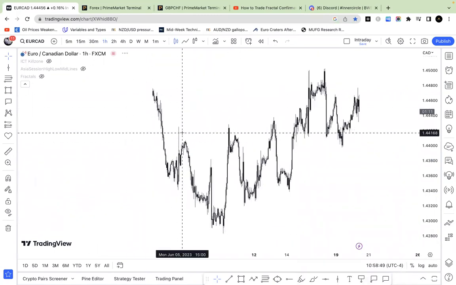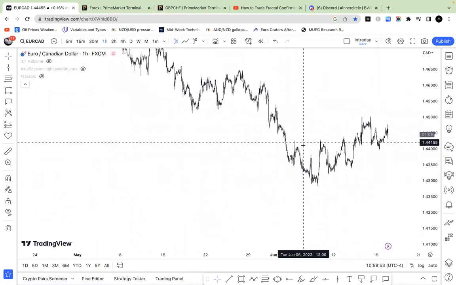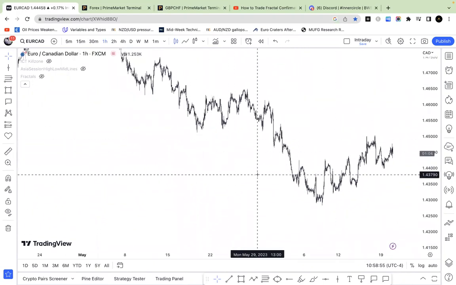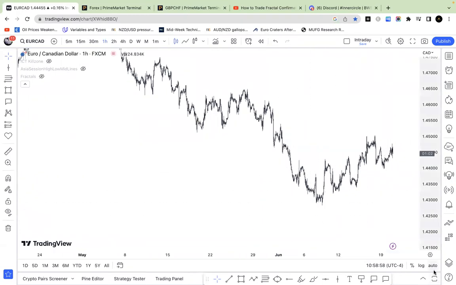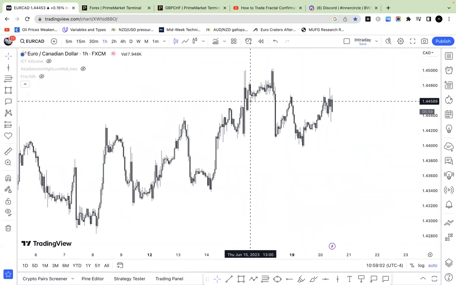So EURCAD, right? First thing I noticed. Let me zoom out a little bit. It's been coming down for quite some time, and EURCAD had an obvious bearish price action because the Canadian dollar came out with some positive employment news, right?